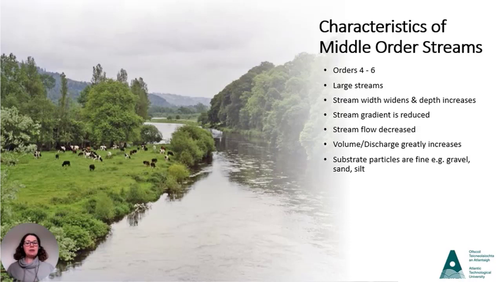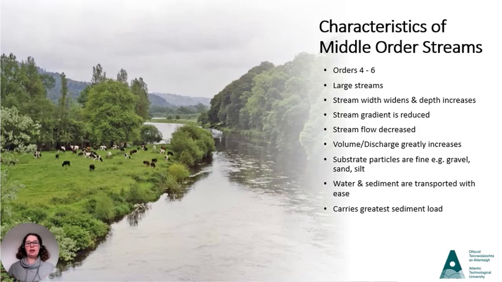Substrate particles tend to be fine, so here we're looking at things like gravel, sand and silt. Water and sediment are transported with ease, and this often makes the water a darker colour, and then particularly during high rainfall events, a very kind of chocolatey brown colour. These sections of the river carry the sediment, so this is where the sediment is typically on the move from upland systems.